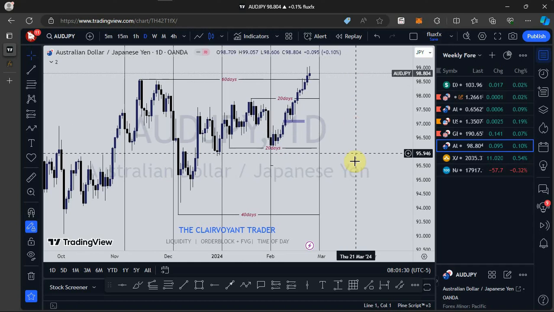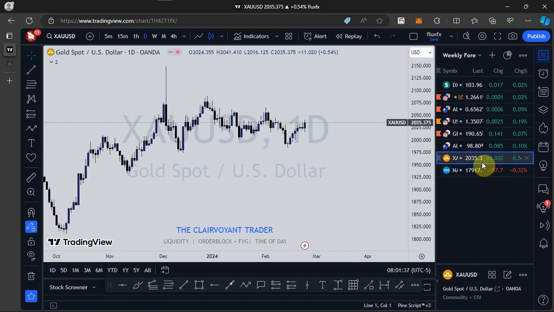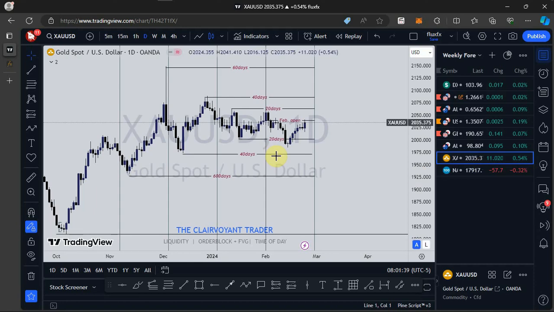Let's look at what is happening on gold. Yeah, so for the gold market, price doesn't look clear for me at the moment. Already you've taken out this low right here. So as it stands now, price is trading in between the previous high right here, in between this high and this low. That is the range in which price is trading.